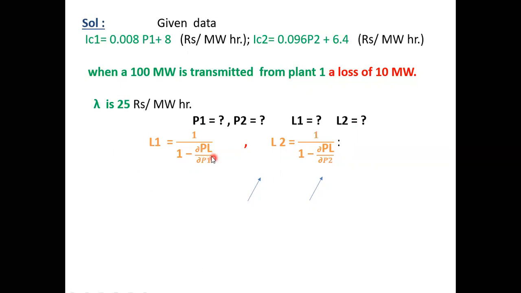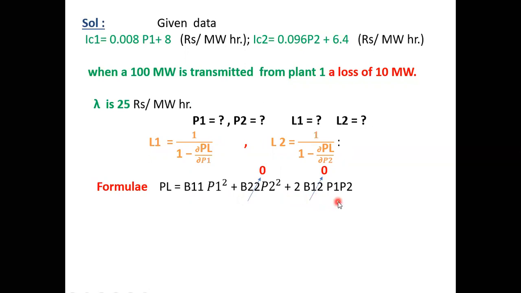But here, how to find L1 and L2? We must write the PL value. So what is the expression for PL? PL is nothing but B11 P1 square plus B22 P2 square plus 2 into B12 into P1 P2. Here B22 should become 0.